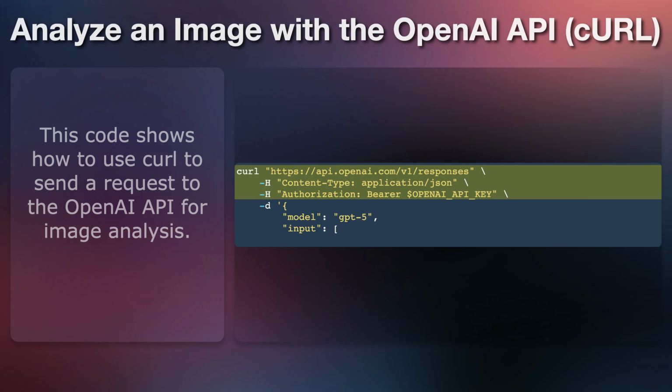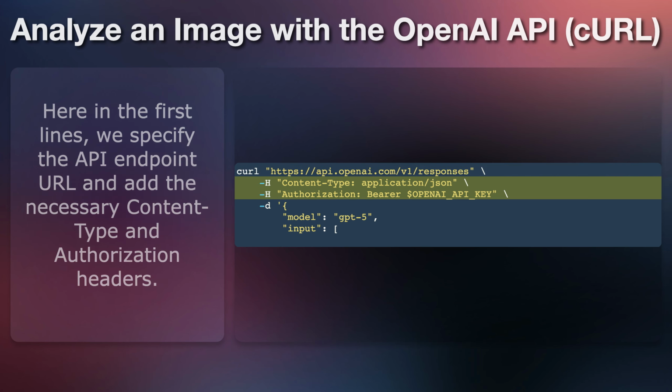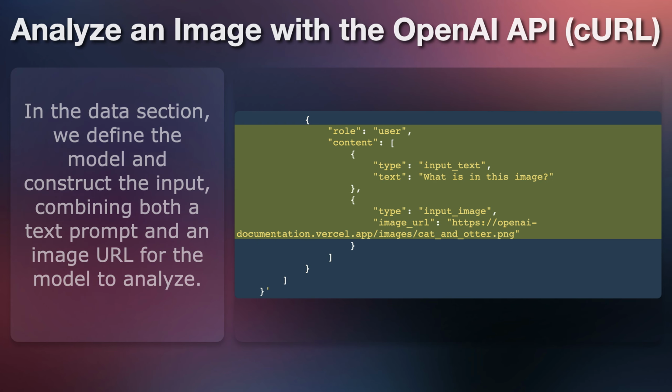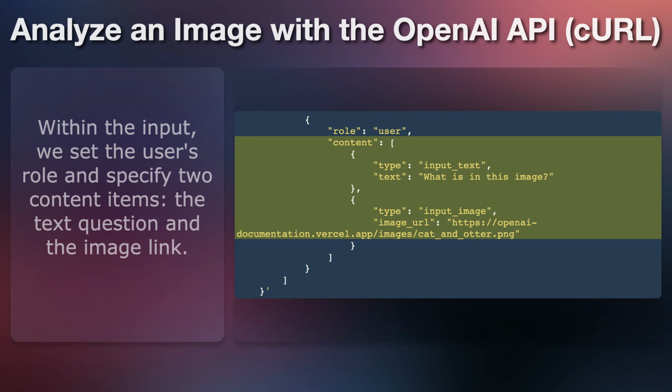This code shows how to use curl to send a request to the OpenAI API for image analysis. Here in the first lines, we specify the API endpoint URL and add the necessary content type and authorization headers. In the data section, we define the model and construct the input, combining both a text prompt and an image URL for the model to analyze. Within the input, we set the user's role and specify two content items, the text question and the image link.